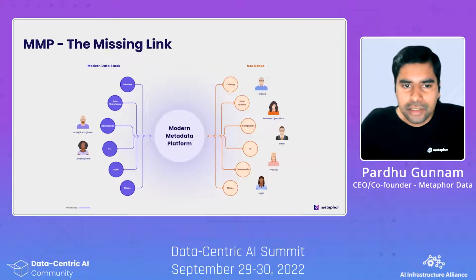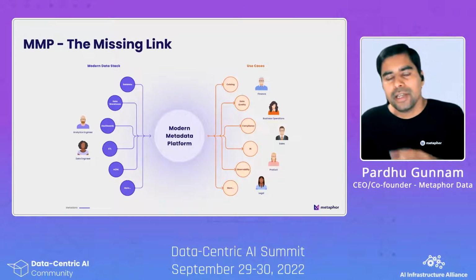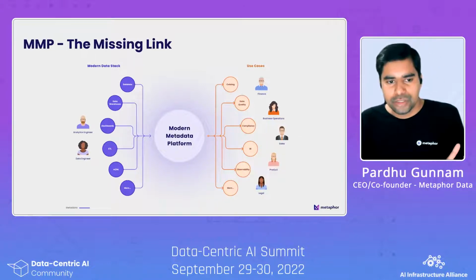So just to put it in a different way, just to bring clarity, consider all the data stack and the producers on one side, all the way from data lakes to AI and ML models, features, dashboards, everything, and the analytics engineers, data engineers, data scientists, everyone on one side.